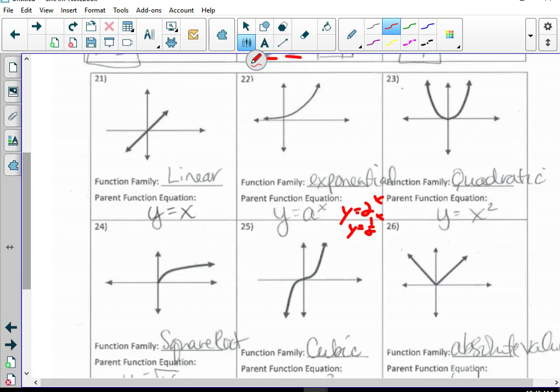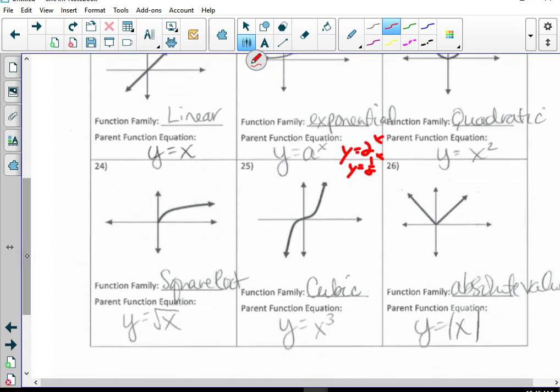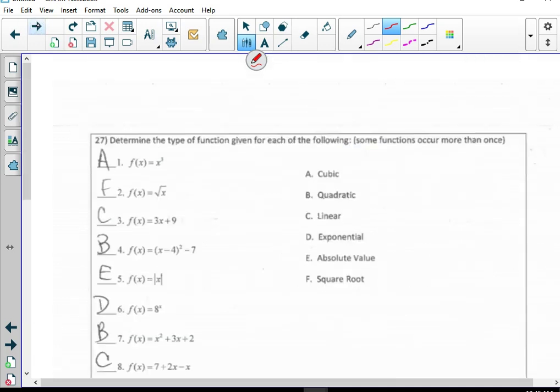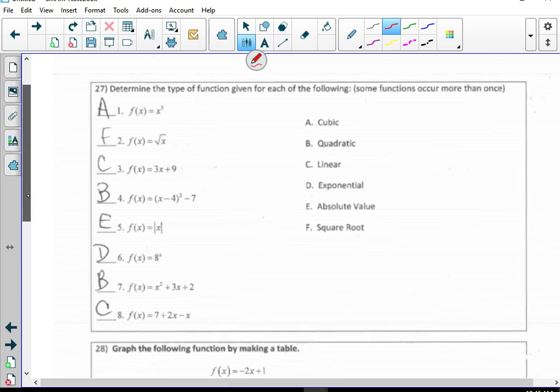23 is quadratic, x squared. 24 is square root. 25 is cubic, x to the 3. And 26 is absolute value, prison bars. All right. This is just matching.